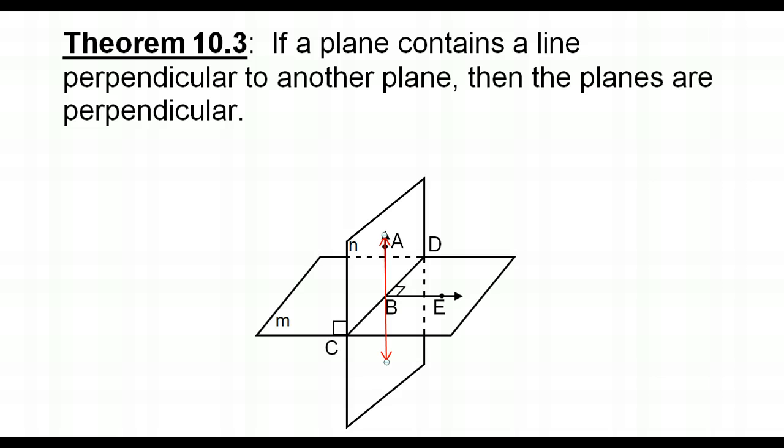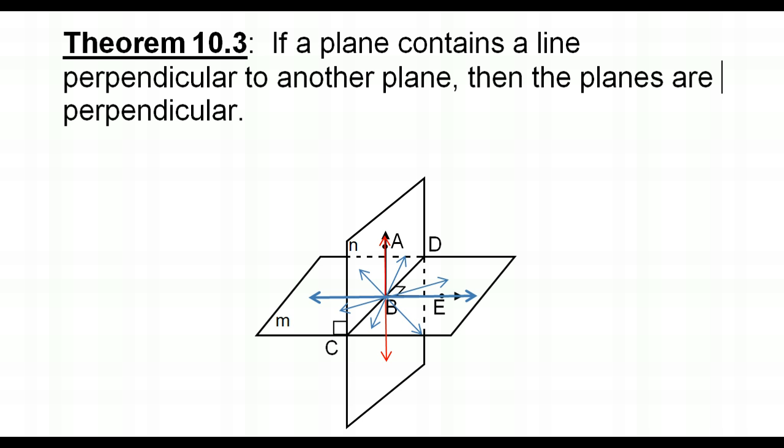Okay, let's look at this next theorem. If a plane contains a line perpendicular to another plane, then the planes are perpendicular. Now, in red, I have the line AB. It's part of plane N, and it's perpendicular to plane M. So what it means to be perpendicular to plane M, it means that it's going to be perpendicular to any line on plane M that goes through B.